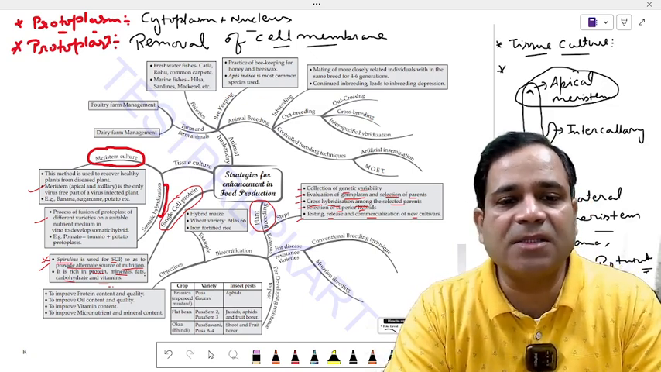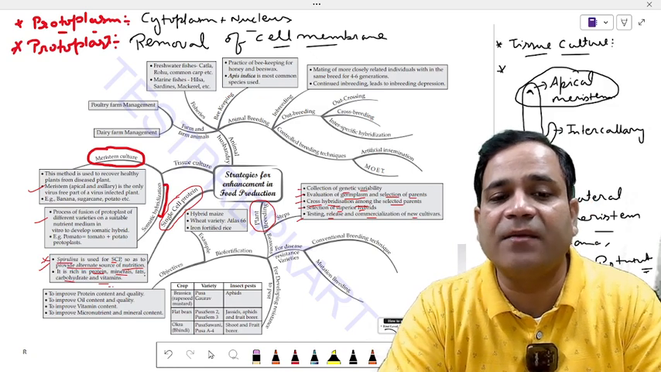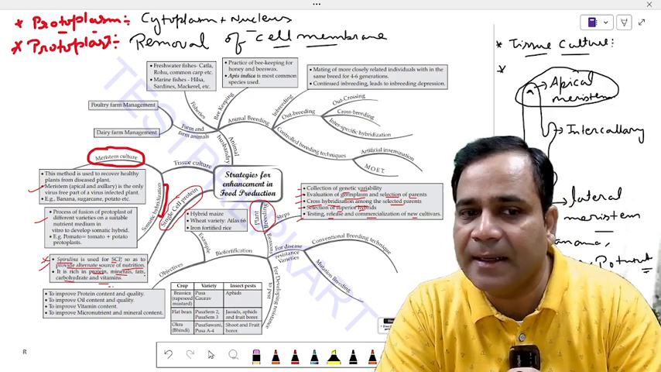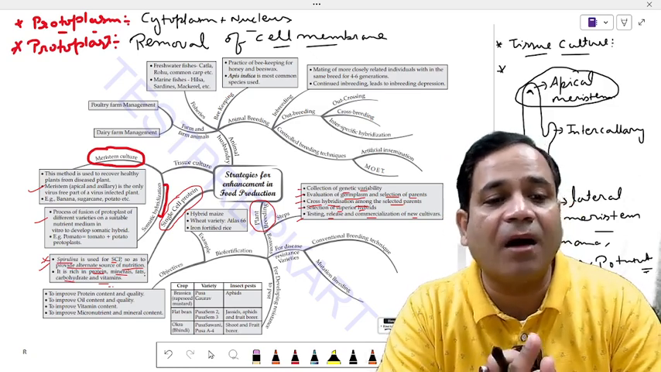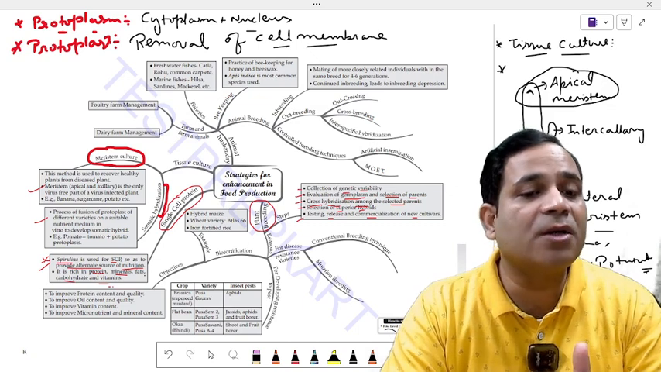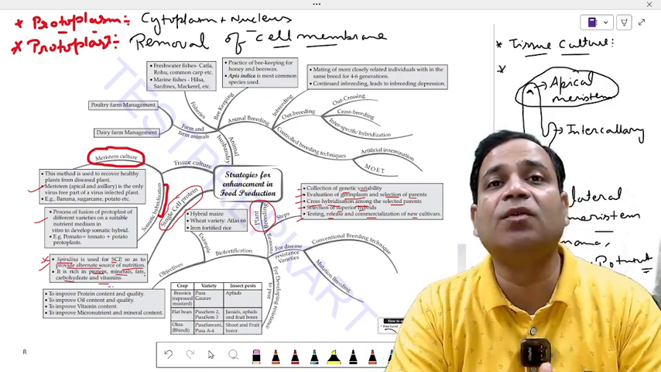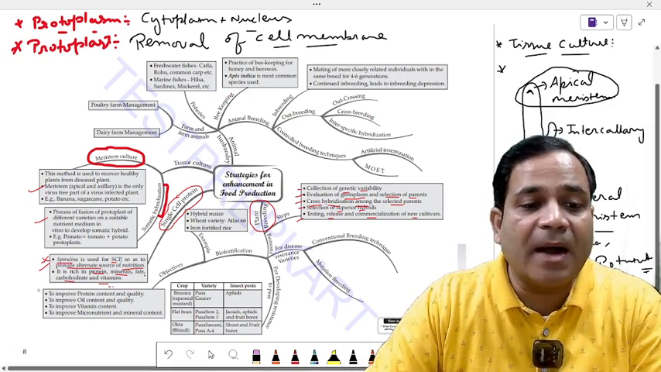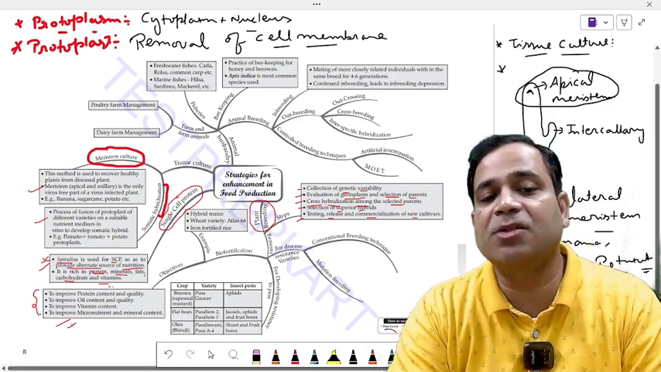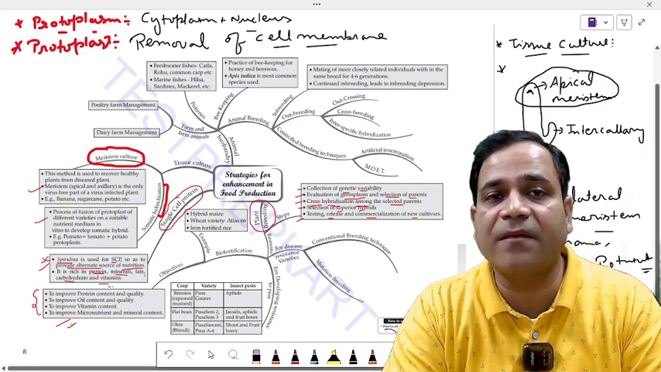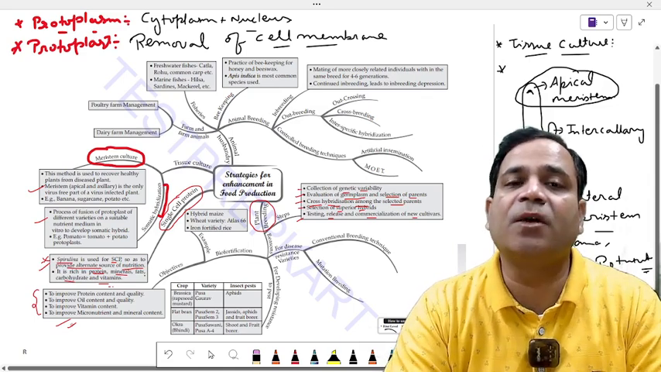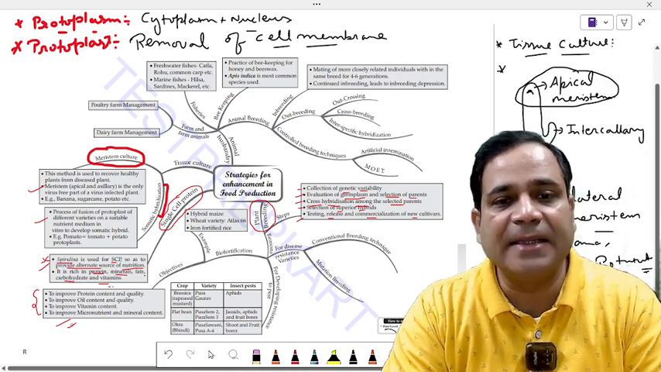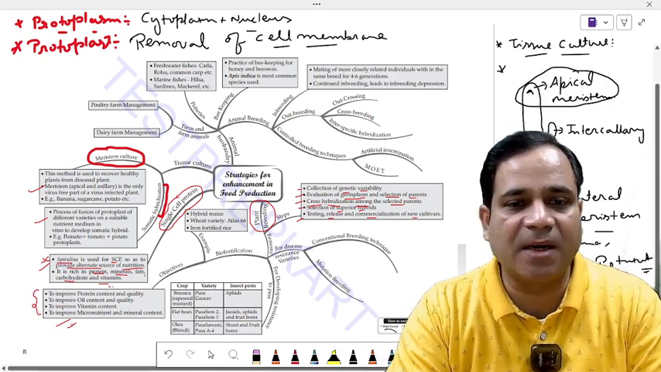So if anybody asks you the objective of plant breeding, you say the first is to improve protein content and quality, second is to improve oil content and quality, third is to improve vitamin content, and fourth is to improve micronutrient and mineral content. This is very important for the board exam students.